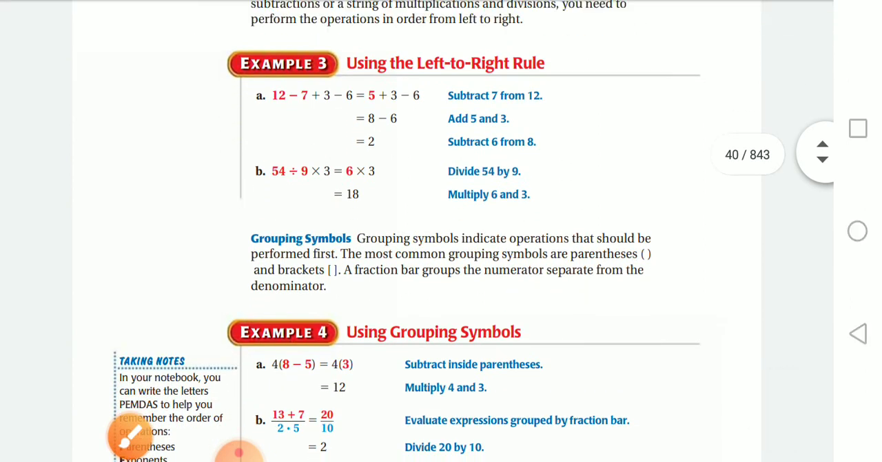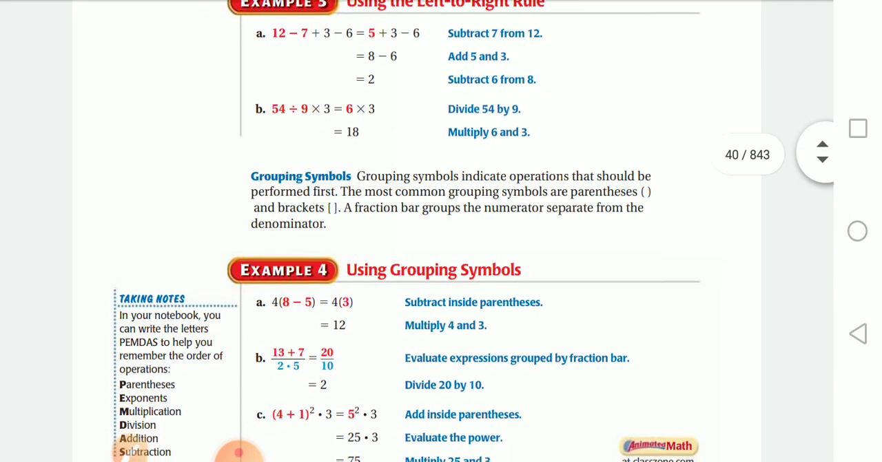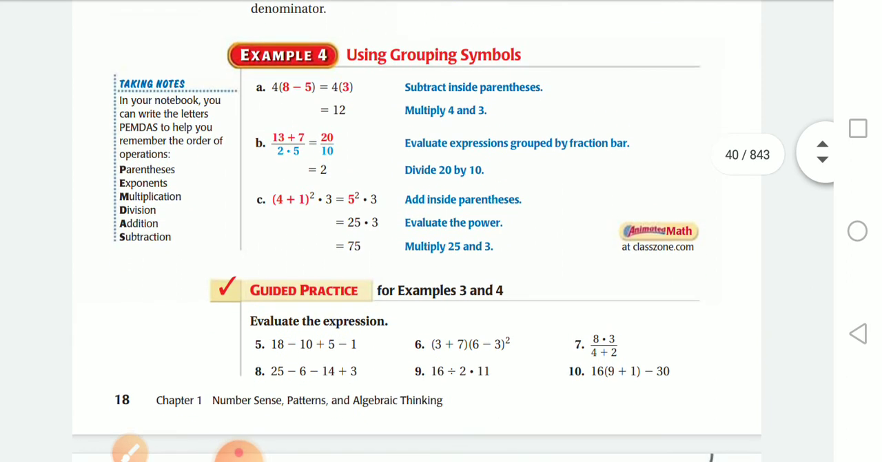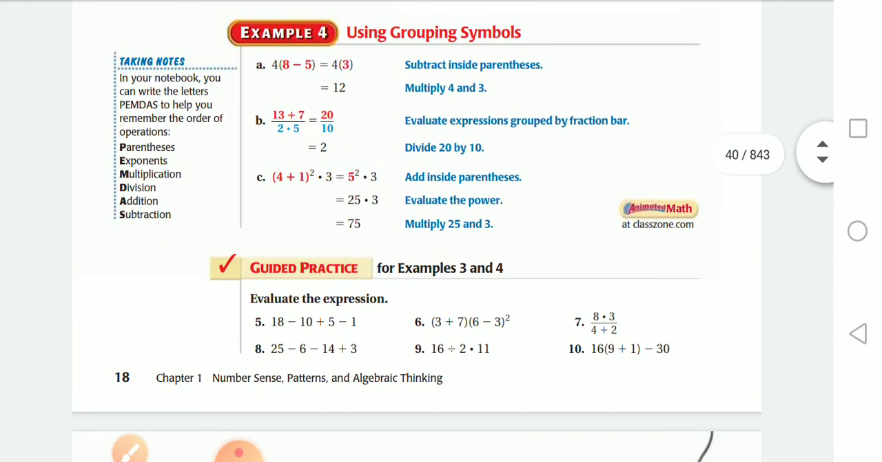Grouping symbols. Grouping symbols indicate operations that should be performed first. The most common grouping symbols are, as I told you, parentheses and brackets. A fraction bar groups the numerator separate from the denominator. Very easy and interesting lesson. Okay, example 4, using grouping symbols. 4 bracket 8 minus 5 bracket equals.